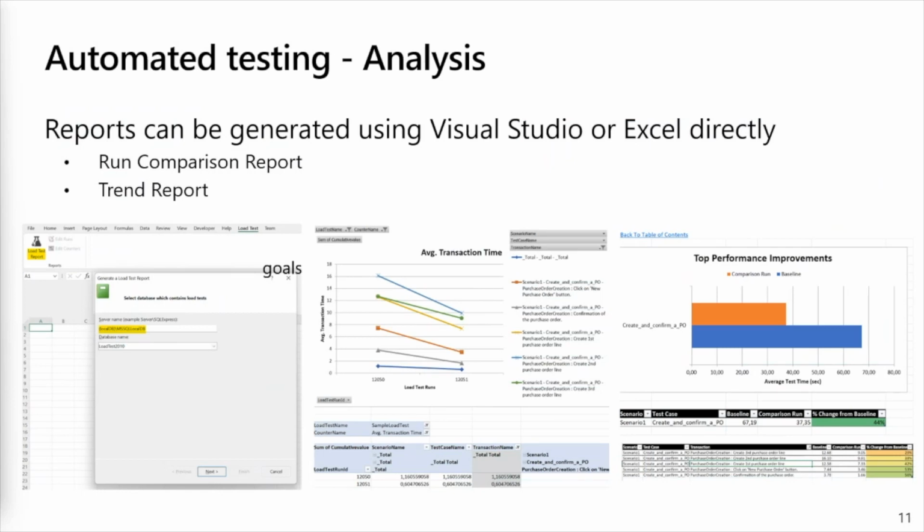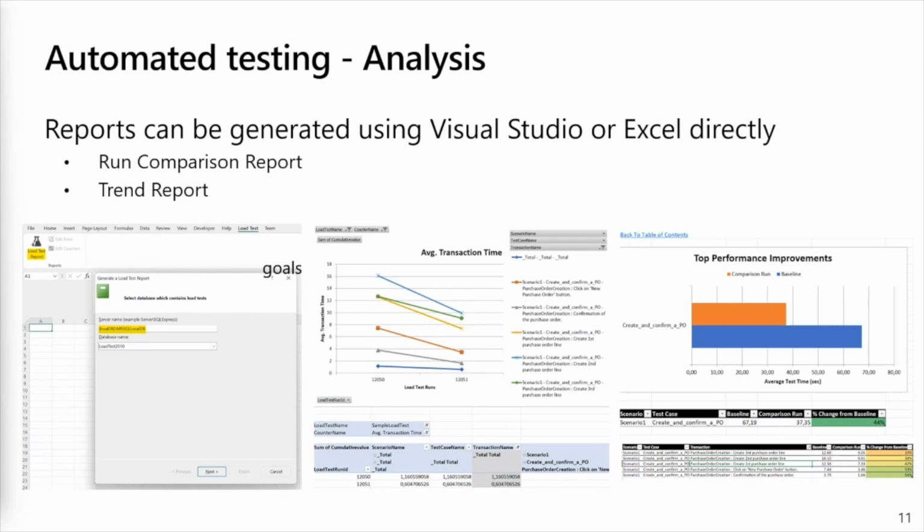What does analysis mean for automated testing executed? When you have executed load tests from automation, you can generate Excel reports from your result. This is available from either the test results window in Visual Studio or through the load test add-in within Excel. There are two types of reports that can be generated.